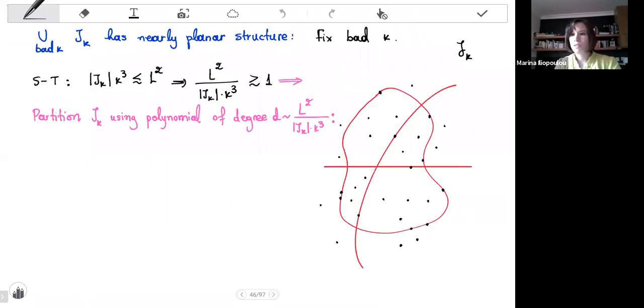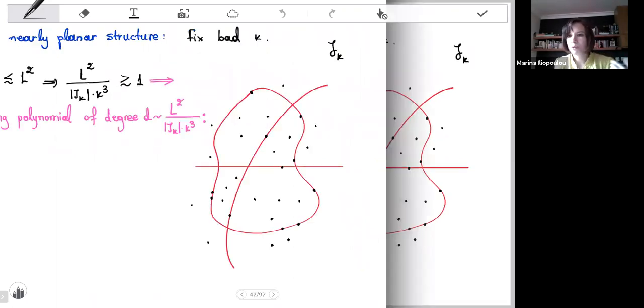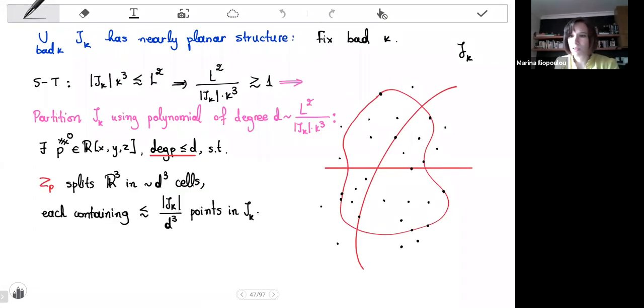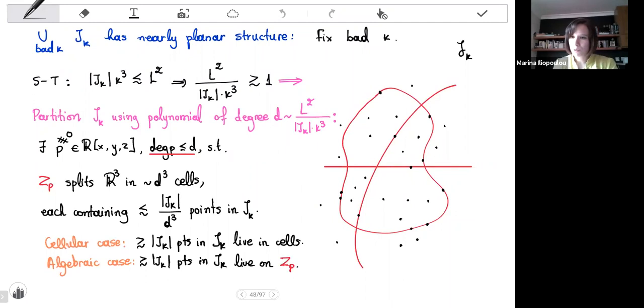So we will partition using a polynomial of such degree. And you see that for each different K, I use a different degree. So for a K prime, I have J_K prime below, and K prime to the 3. All right, so this is how we split. And if you want to see the exact statement, that's the partitioning statement. There is a polynomial of at most that degree that splits into D to the 3 cells, and each cell contributes at most its fair amount of joints. Okay, and as usual with such situations, we have two cases.